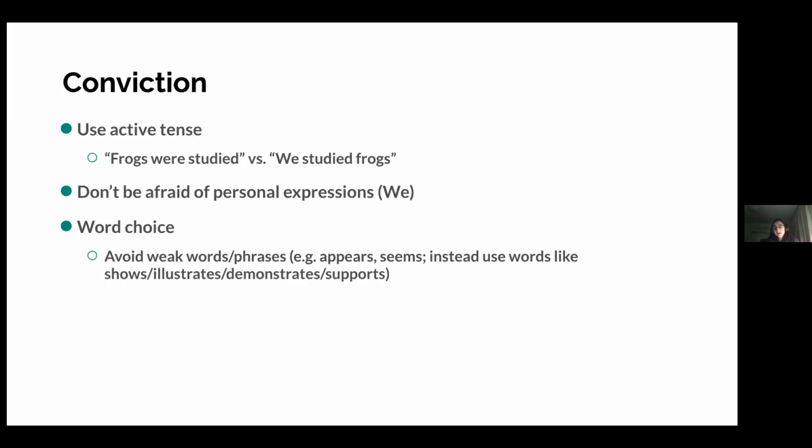It's okay to have some passive tense, but we tend to want to overuse it when presenting research. So try to make an effort to use mostly active tense. Along the same vein, don't be afraid of personal expressions like we, which have the ability to bring a stronger conviction to your presentation. Additionally, be cautious with word choice and try to avoid weak words and phrases like appears, seems, and instead use words like shows, illustrates, demonstrates, and supports.